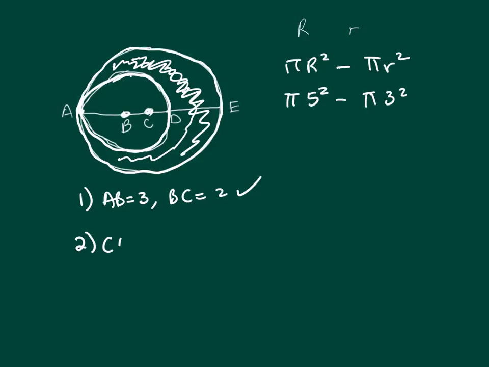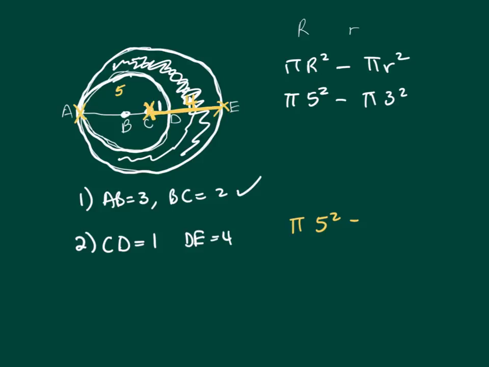Clue 2 says CD equals 1, and DE is 4. I need to use another color. So that means the big radius is 5. So once again, I have pi times 5 squared minus, but now do I know what the little radius is? Yes, I do. If here to here is 5, that means from C to here is also 5. We need to find the little radius.